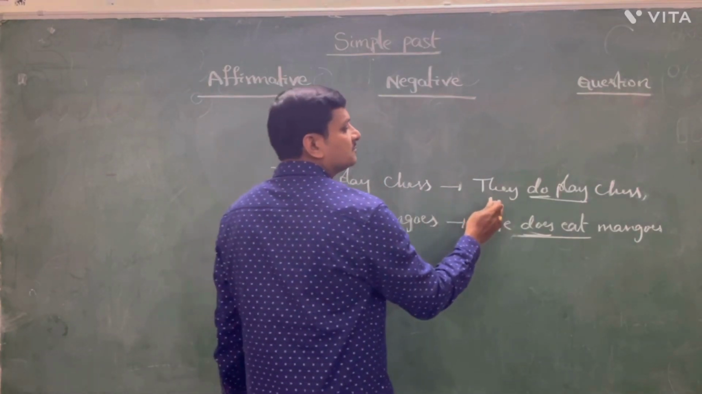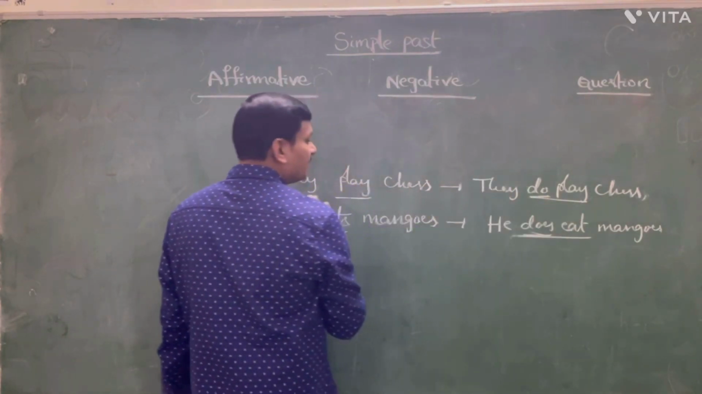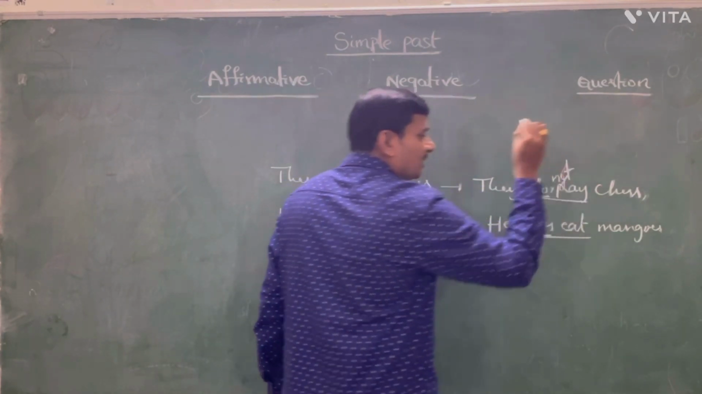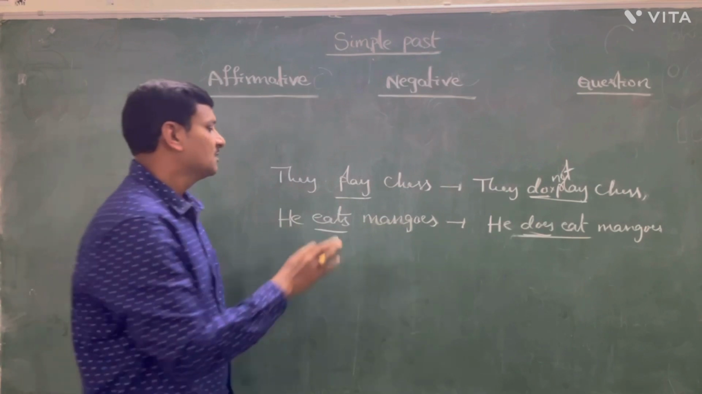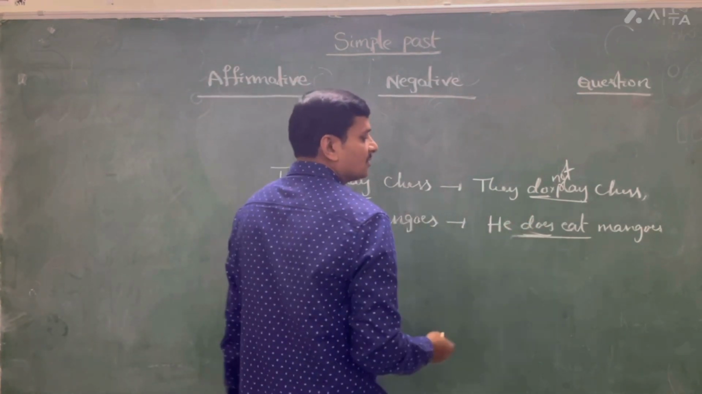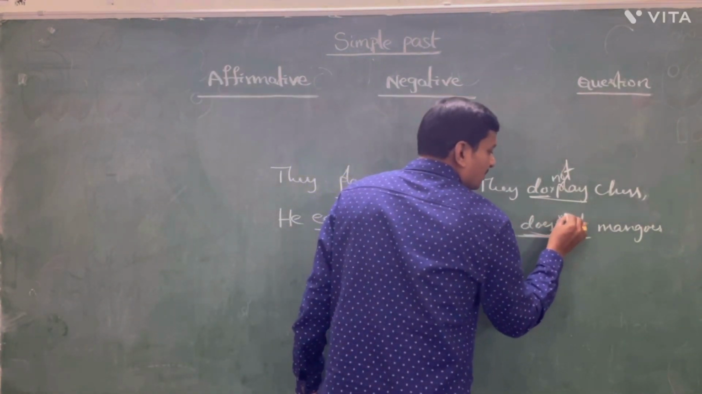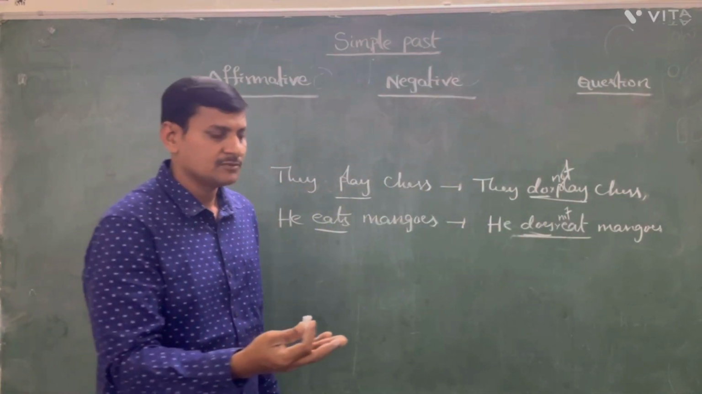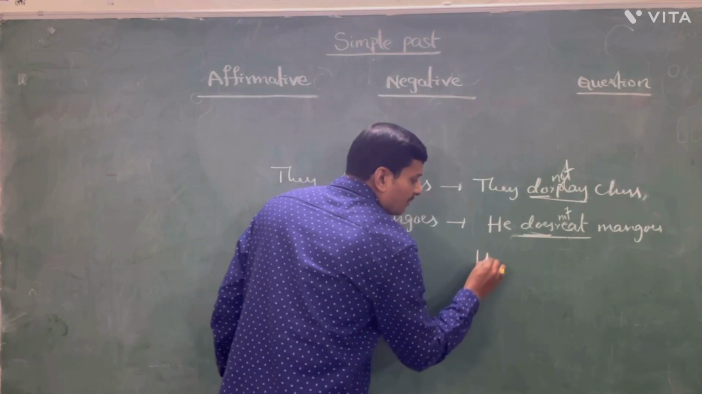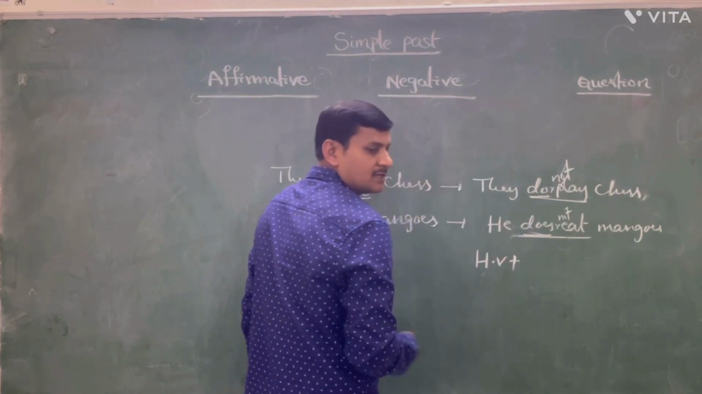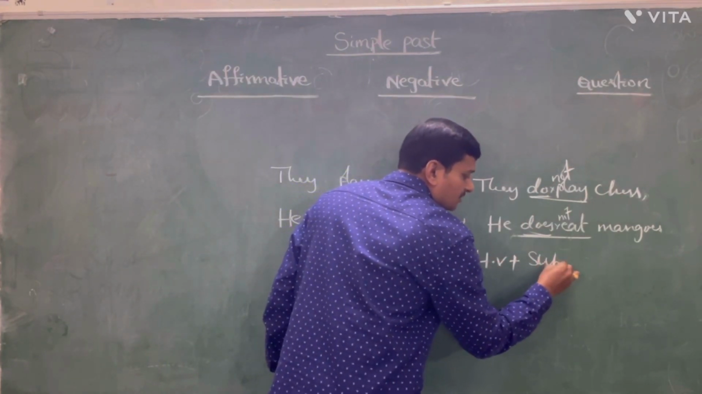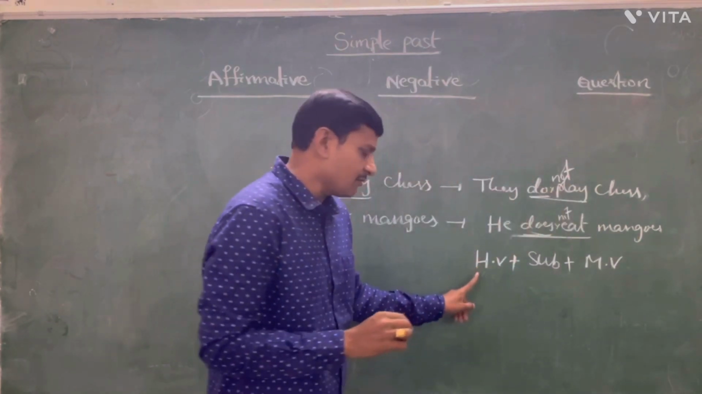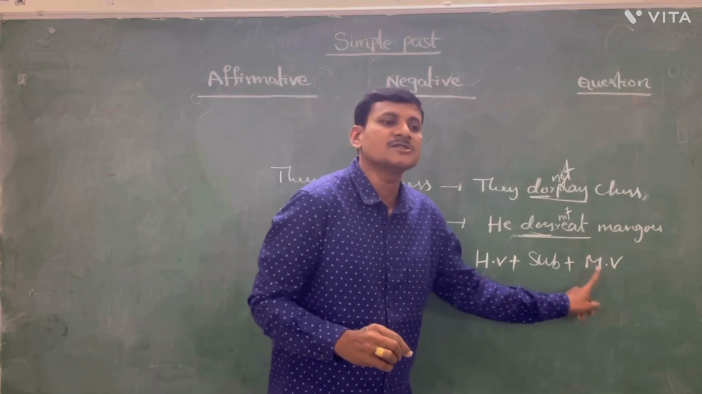Okay? Now, tell me the negative form of "they play chess". They do not play chess. He eats mangoes. He does not eat mangoes. In the same way, question form. Question form is helping verb plus subject plus main verb.